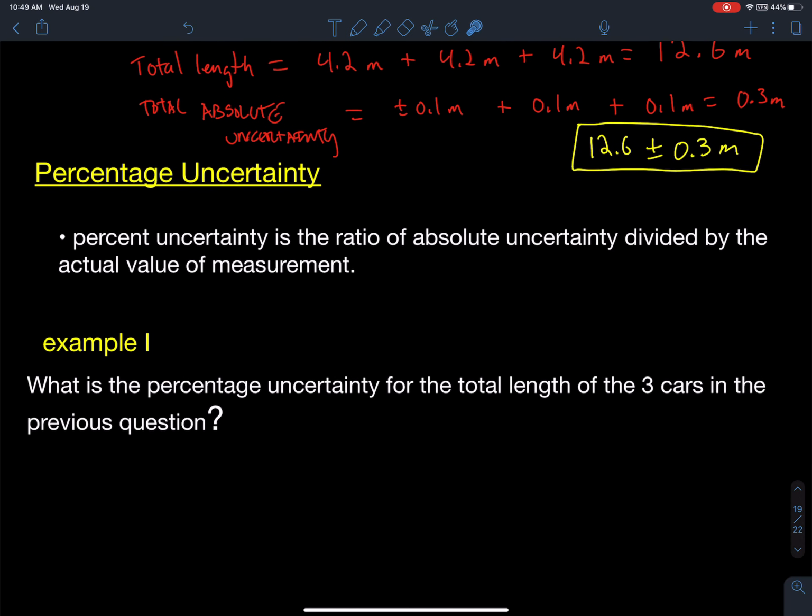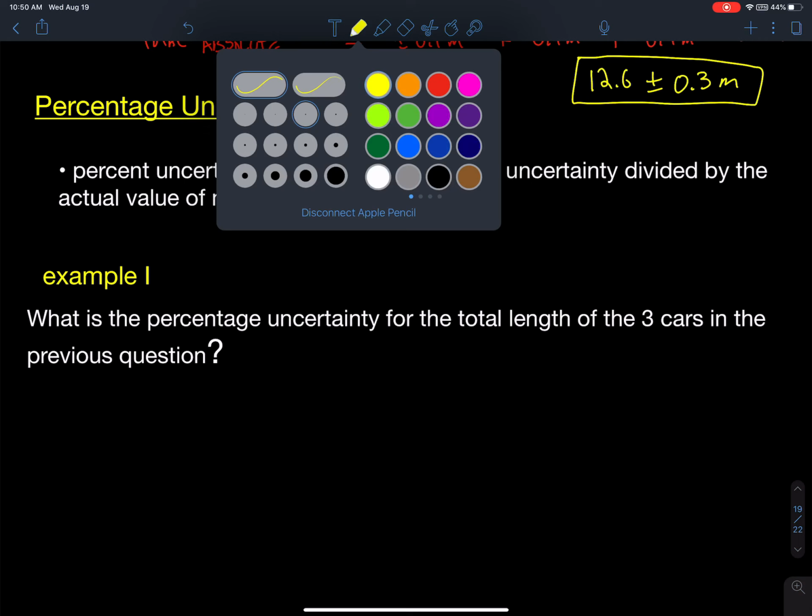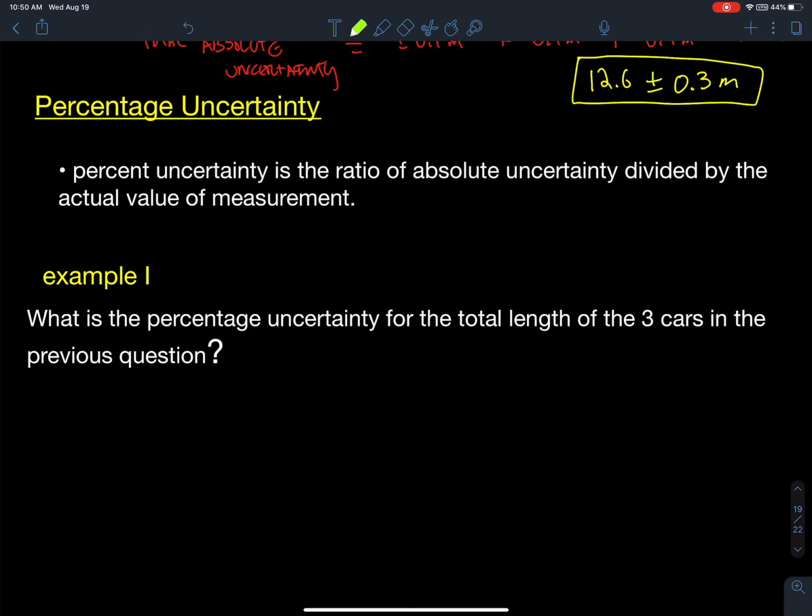Okay, another thing that you'll see is we report uncertainties in the form of percent uncertainty. What is the percentage of uncertainty in a measurement? Well, the percentage uncertainty is the ratio of absolute uncertainty divided by the actual value of measurement. So for example 1, what is the percentage uncertainty for the total length of the 3 cars in the previous question? Well, according to the rules that we have here, let's use green for fun, I would have to take my absolute uncertainty and divide it by the total measurement.